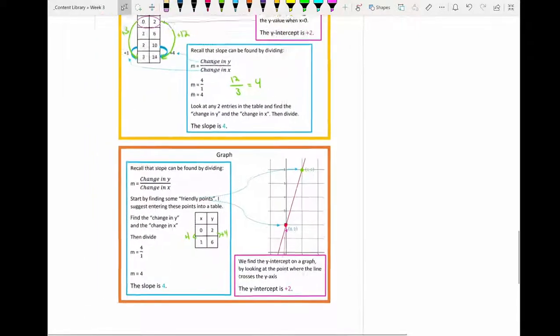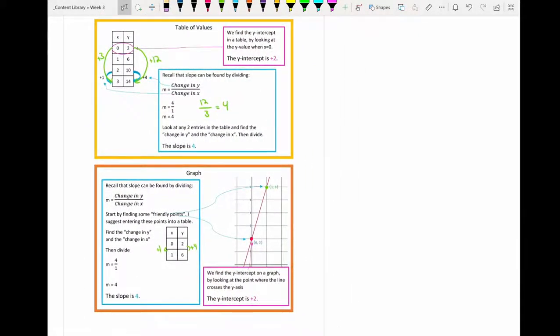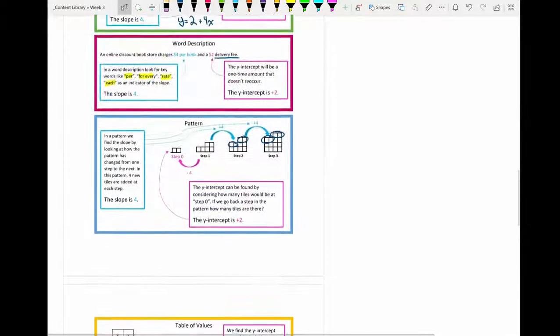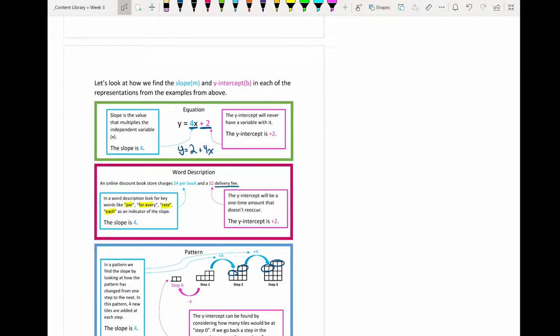So again, this is a summary of basically everything that we looked at in this second half or over this week of how we can determine an equation or a rule for a pattern or a scenario given various pieces of information, whether it's a graph, a table of values, a pattern, a word description, or an actual equation. We should be able to find the slope and the y-intercept. And if not, again, use this summary to help you work through those steps and start to be able to identify where those pieces are.